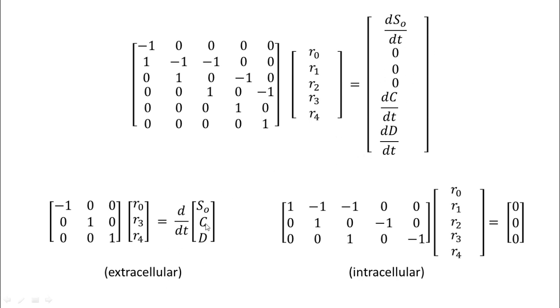Whereas intracellular, which corresponds to A, B and C, which are actually 0 here, can be taken from the ABC part of the stoichiometric matrix. So I've represented this as a matrix that represents extracellular metabolites and a matrix that represents intracellular metabolites. You can take a look at the details and convince yourself with time. Let us move forward now.